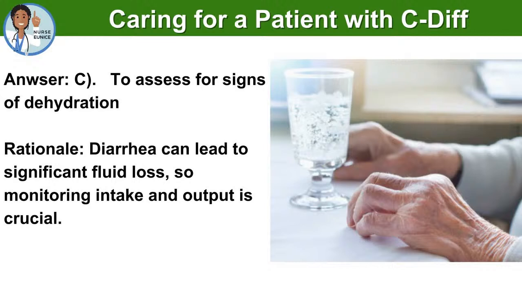C, to assess for signs of dehydration. So diarrhea can lead to significant fluid loss, so monitoring intake and output is crucial. When you look at this patient's hands, you noticed that they are quite wrinkled. The drying of the skin, excess wrinkles, we can also call it tenting, when we pinch the skin and it kind of holds its form for a few seconds. It doesn't instantly fall back into place. That would be a sign of dehydration.